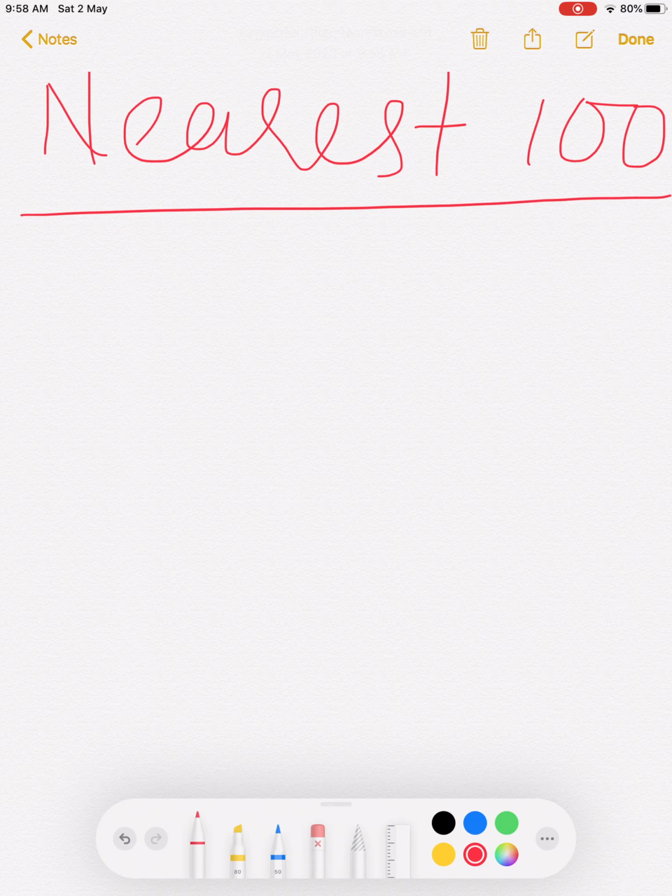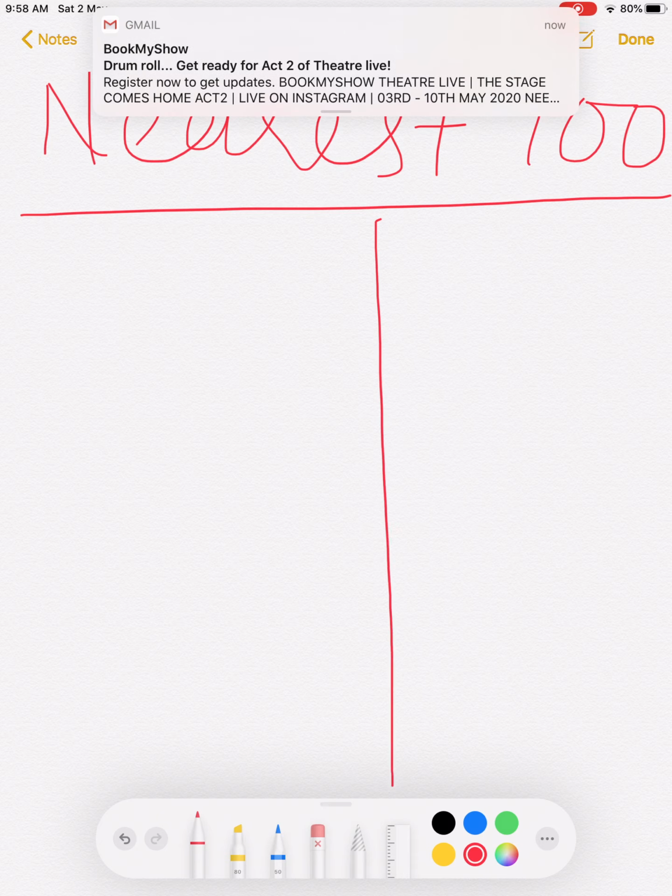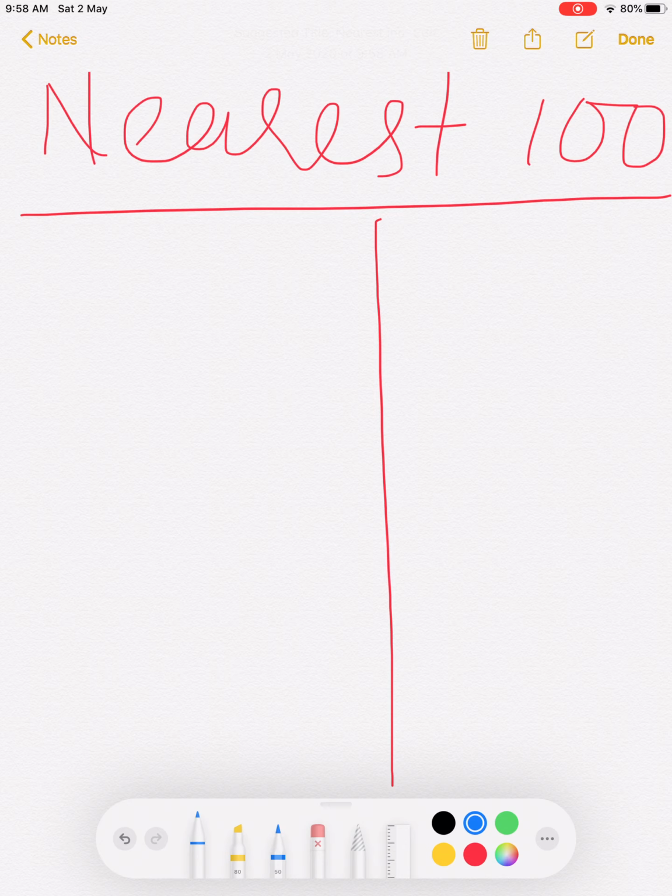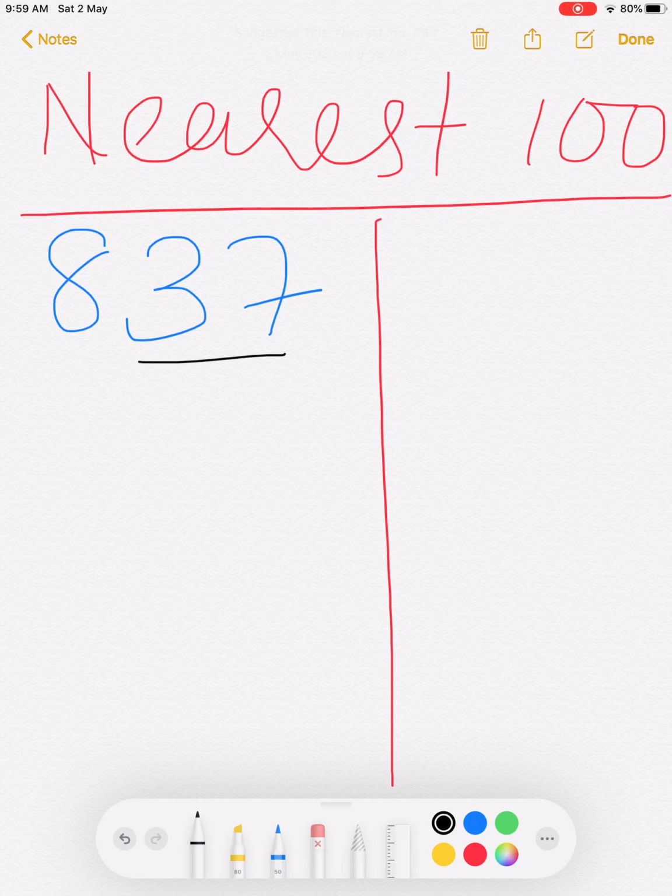How will we round off a number to the nearest 100? Here also two conditions are there, the less than condition and the more than condition. Here you see, in 100 the ones and tens places are 0. Yes or no? So when we round off to the nearest 100, we make ones and tens places 0, and that number will become a multiple of 100. Multiples of 100 have ones and tens places 0. Is it clear? So here you see 837, same number we can consider here also.